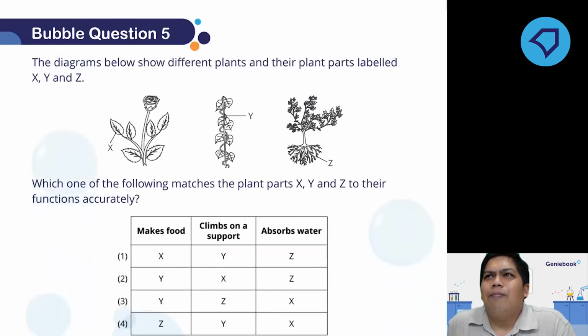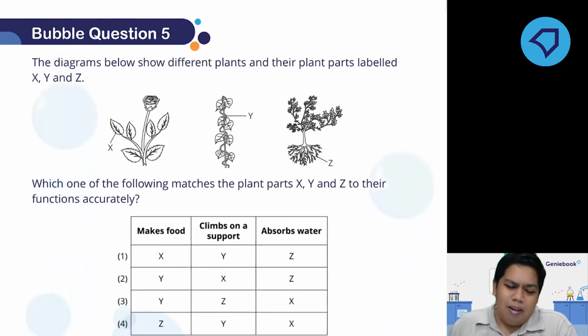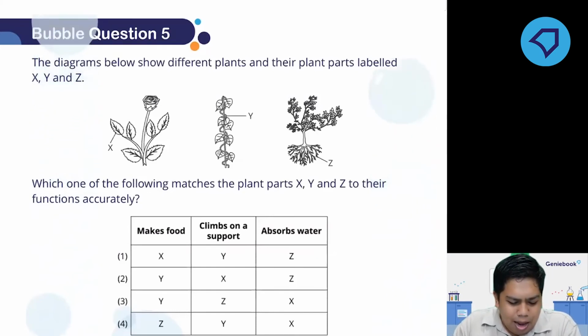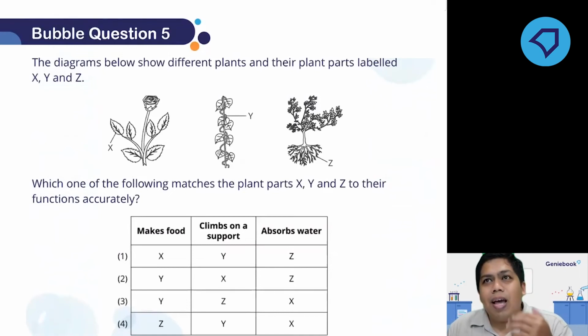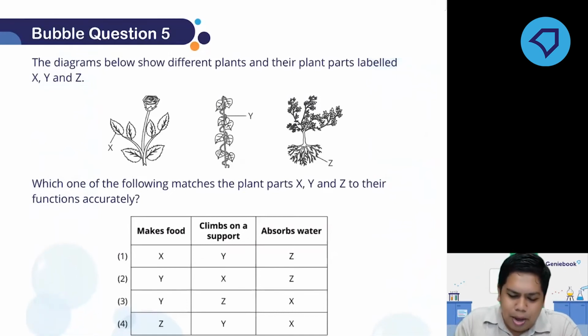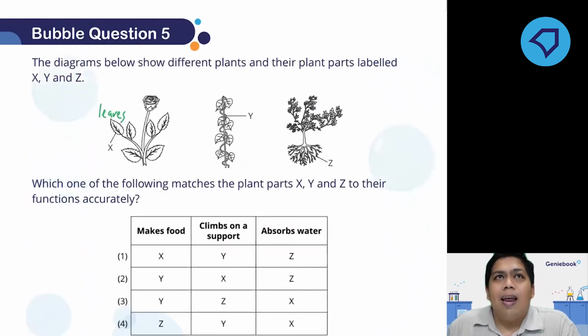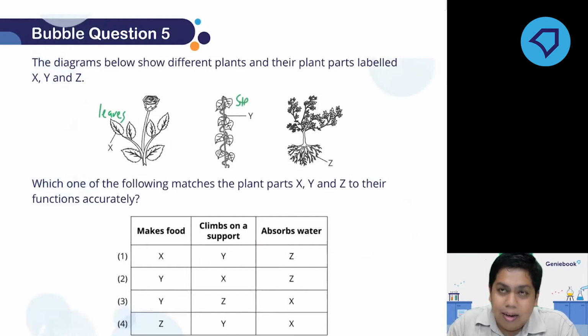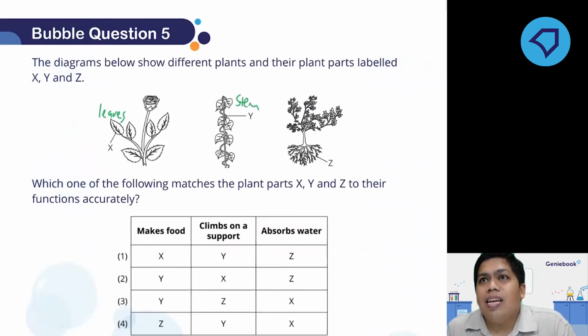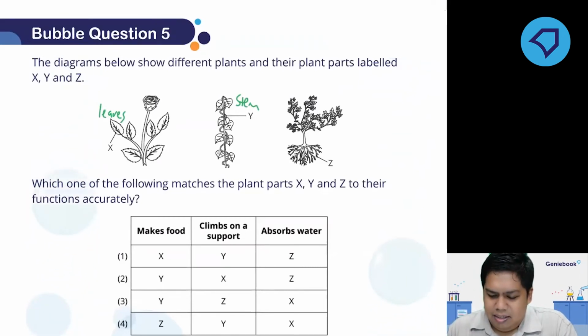So about 75% of you got it correct. Not that bad. You need to see where each of the labels is pointing to. Let me ask you, for part X, which part is it pointing to? Yes, Kelly, there are more bubble questions, not to worry. Yes, Jordan, correct. Part X is the leaves. And then part Y is the stem. Very good. And then part Z is the roots.